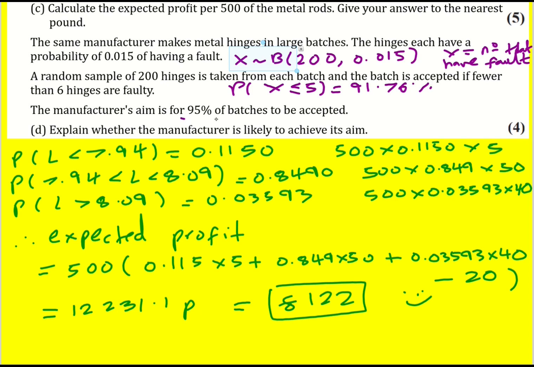But the company is aiming for 95%. This is lower. So our answer is that they are unlikely to achieve the aim. Of course, this is just a probability, so it could be that they do, but the probability is saying it's going to be lower than what they want. Well done on this question.